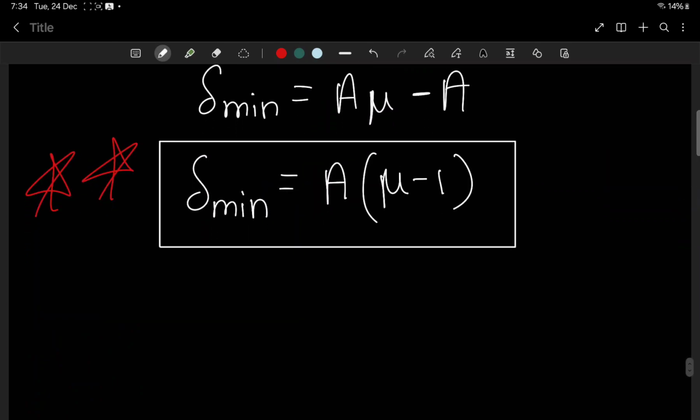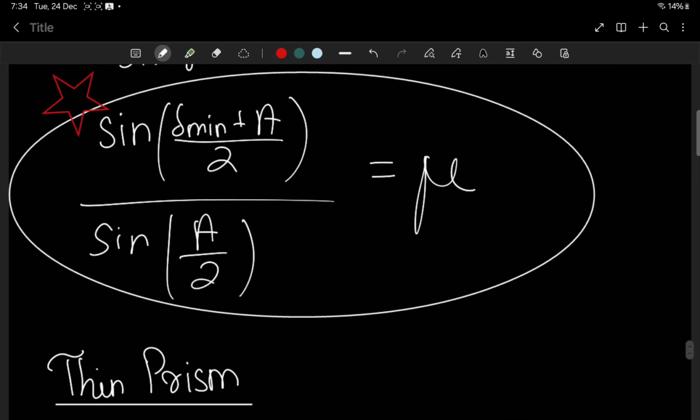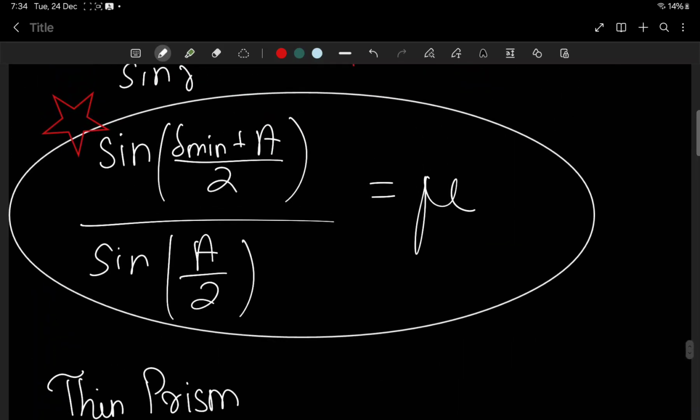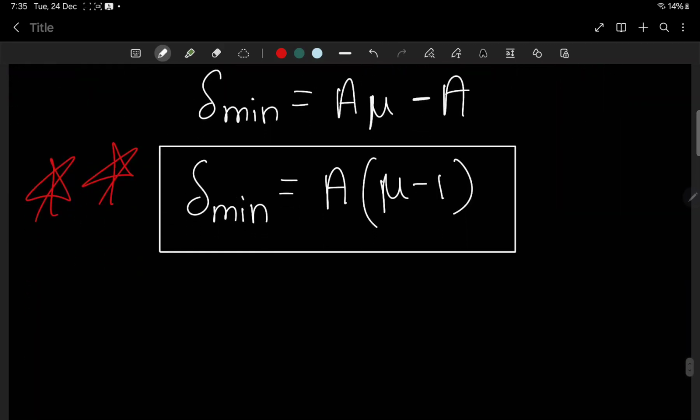So, this is a formula for minimum deviation for a thin prism. This is only applied when the prism is having a very small angle of prism. Otherwise, you should use the other formula. If it is 60 degree, 30 degree, 45 degree and all, you should use that equation. But if it is 1 degree, 2 degree, 5 degree and all, you can use this equation.